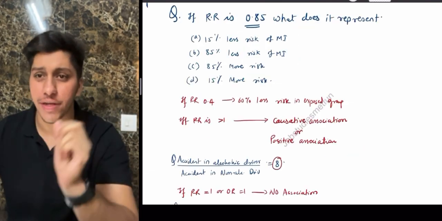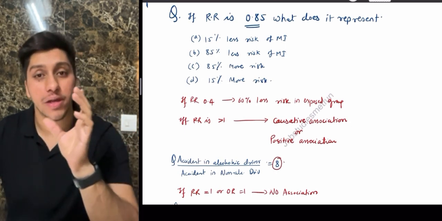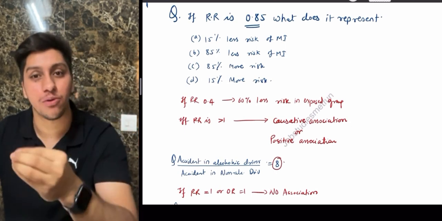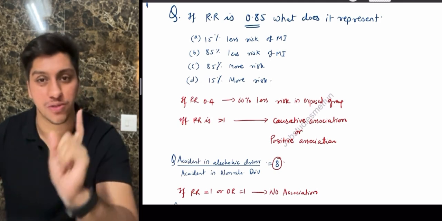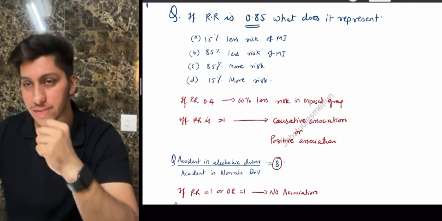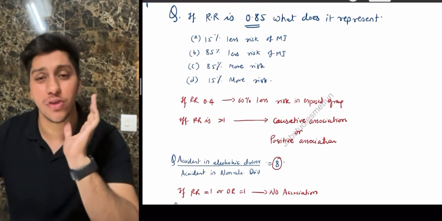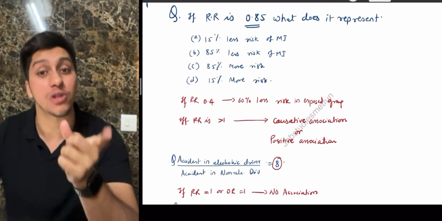If they will ask you a question, what is the meaning of relative risk? Incidence of disease in the exposed divided by incidence of disease in the non-exposed, correct? So relative risk, if they're asking, is 0.85. What does it represent? Now, anytime a value is getting closer to 1 or more than 1, it is giving you an idea that this risk factor is responsible for the disease.